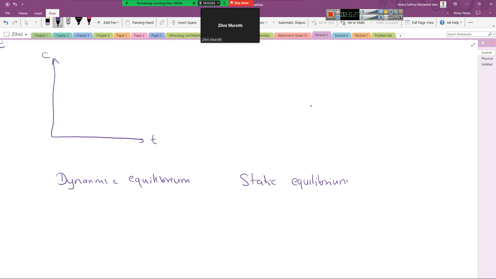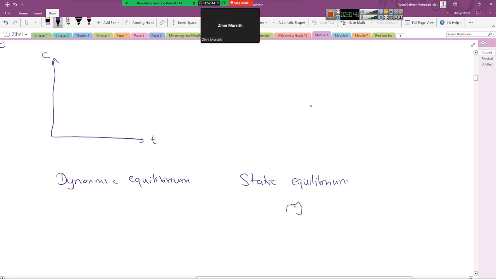For example, let's say if a car is moving at a constant speed, the net force acting on the object is 0, but still the car is in motion. But let's say we have a car.